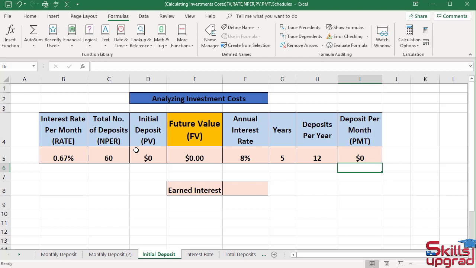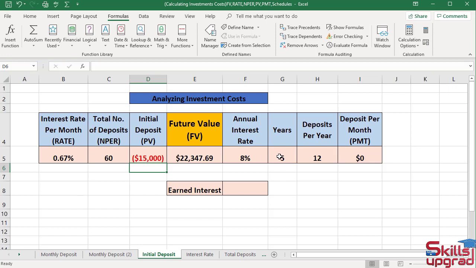Type negative $15,000 in cell reference D5. First enter negative sign, then enter dollar sign, type 15,000. Press enter key. I received $22,347.69 in my saving account at 8% annual interest rate after the 5 years.